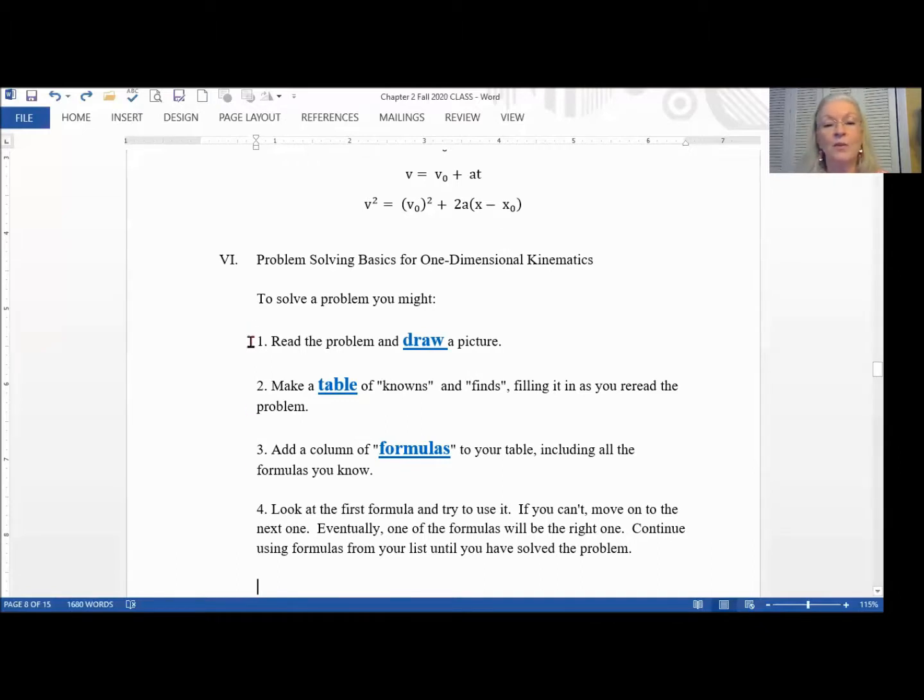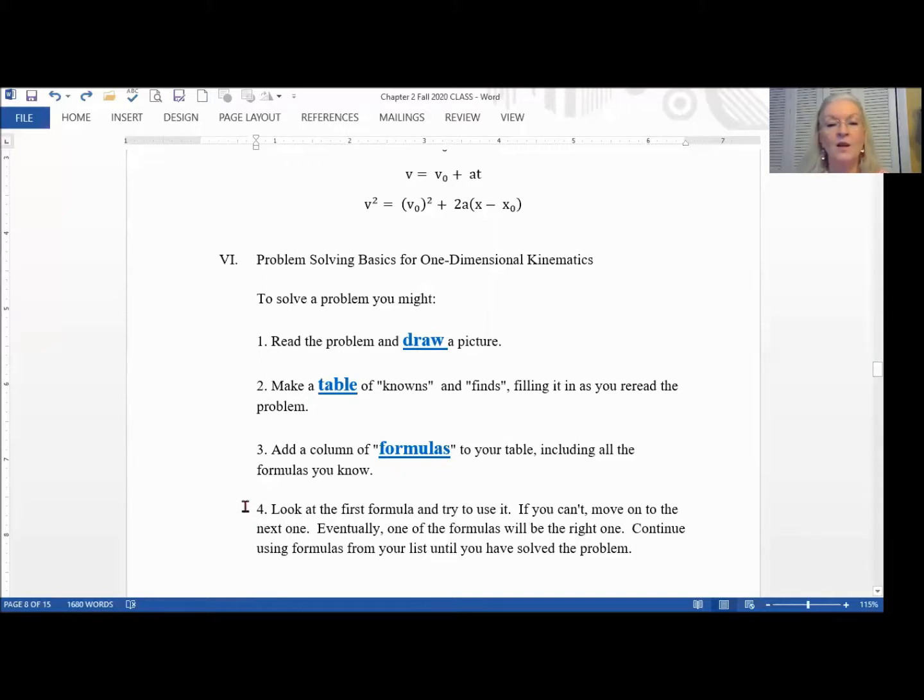So you're going to read the problem. If you think you need a picture, draw a picture. You must make a table of what you know, what you're trying to find. So knowns and finds, we'll do some examples. And then you need a column for your formulas. Don't write down the formula that you think you're going to use. Just write down all the ones you know. That way they're right there in front of you. And when you need them, you'll be able to look at them and just go down your list. It's too difficult in the middle of a problem sometimes to pull the right formula out of your brain.